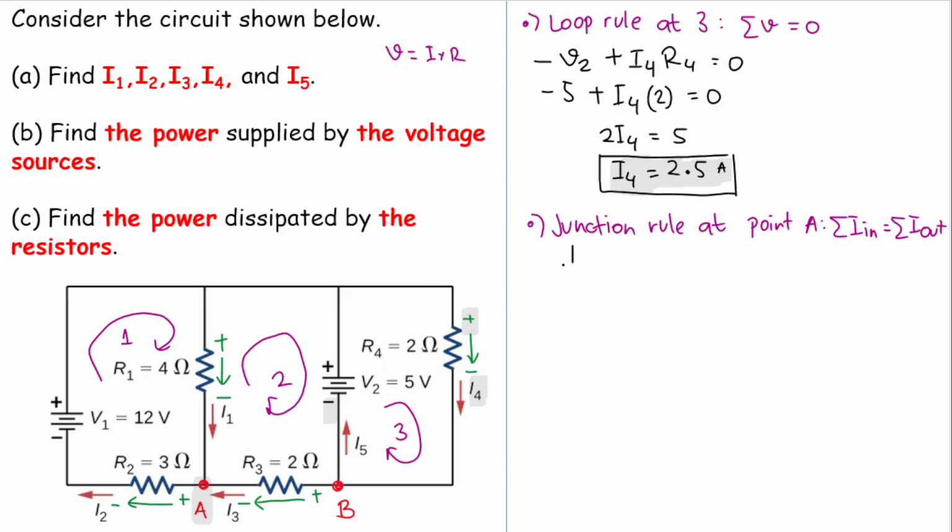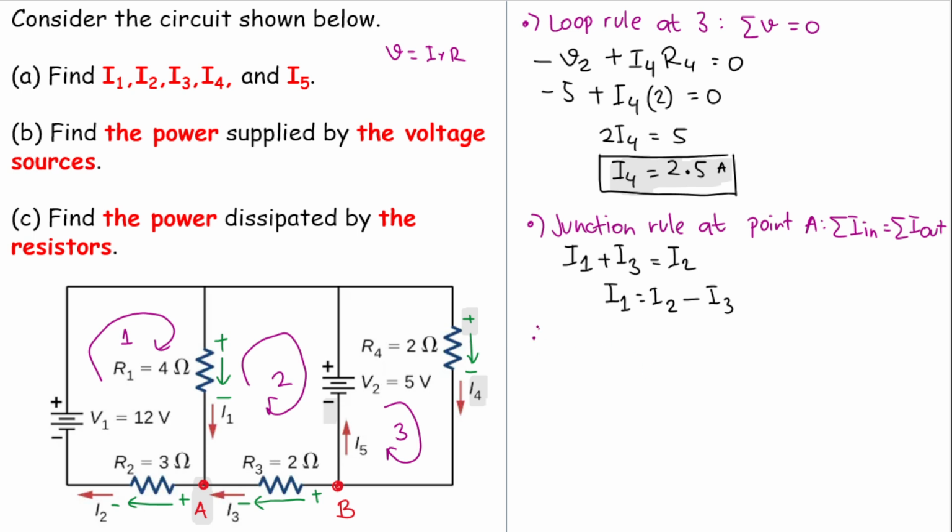So we will have I1 plus I3, and that will equal I2, right? Because I2 is going out there. And so we will have I1 is equal to I2 minus I3. And I think there is nothing more that we can do from here. Now let's do the loop rule at loop 1 and loop 2.